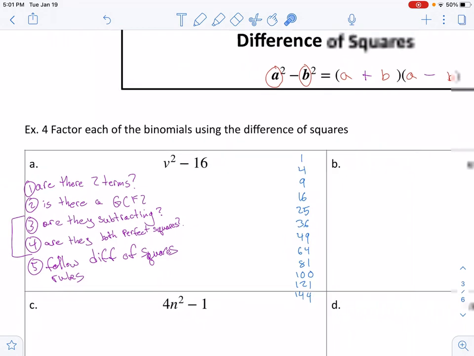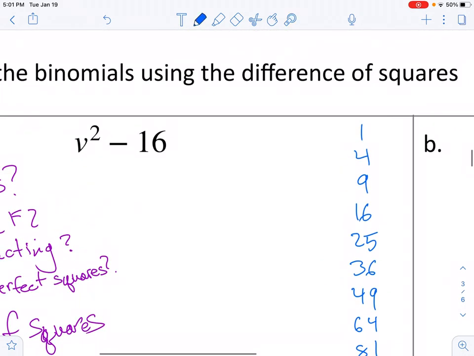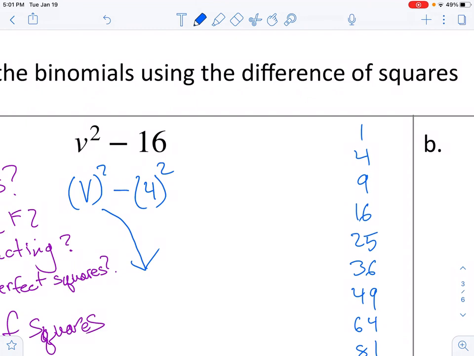So to go with the example that we had on top here, v squared is really like v to the second power, and 16 is really 4 to the second power, right? Means the same thing. So 4 to the second power is 16. So when we have that, and I have notes to kind of work around, the inside of each, and then we just set that one is plus and one is minus, and it doesn't matter which one. And that's it. That's difference of squares.